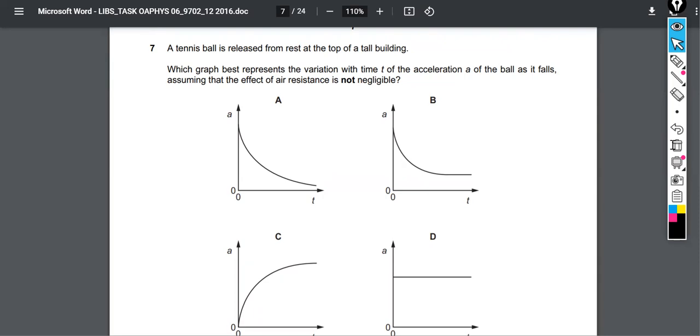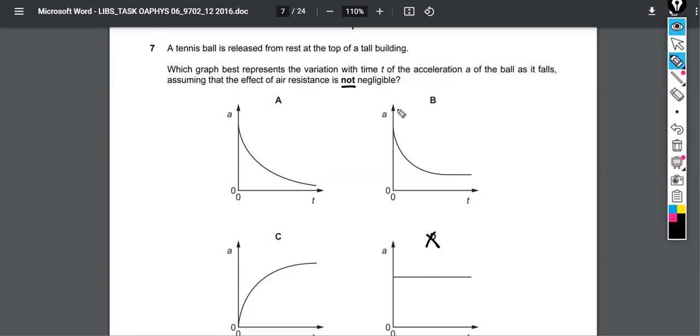If the effects of air resistance were negligible, which sometimes they do give you permission to say, hey, ignore wind, air resistance is negligible, then it would be choice D, right? Like we said, just a constant acceleration. There's nothing taken away from that. And so we can eliminate choice D as the incorrect answer because of this word not. We do need to consider what the wind is going to do. So it's not going to be a constant acceleration.